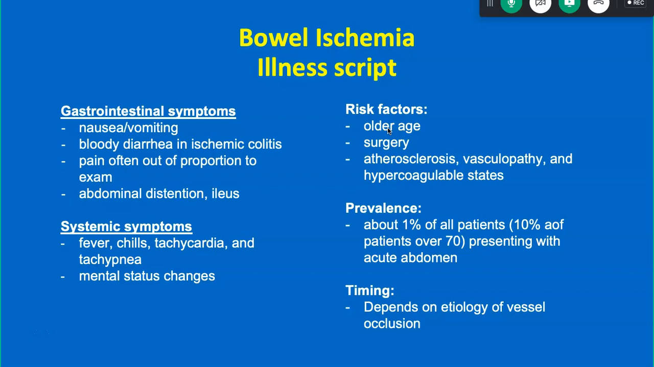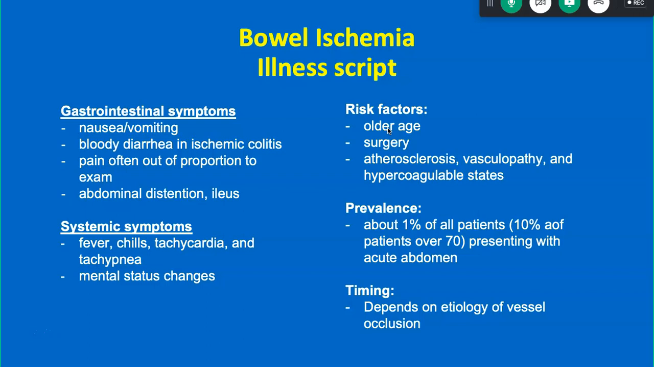These patients will usually present with systemic symptoms as well: fever, chills, tachycardia, tachypnea, and they can have mental status changes. Especially because older age is a risk factor, that's partly why you'll see those systemic symptoms, and they're a little more susceptible to generalized illness. Patients who have undergone surgery have an increased risk of bowel ischemia, and any kind of vasculopathy, including atherosclerosis or being in a hypercoagulable state, anything that can interrupt your blood flow to your bowels.